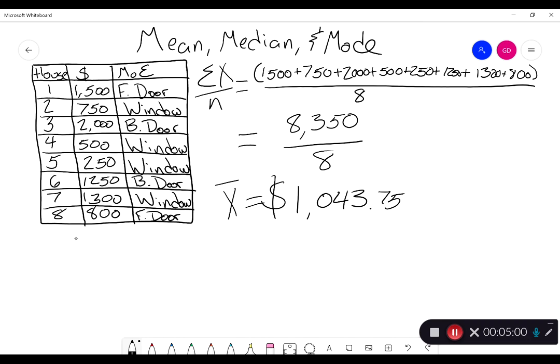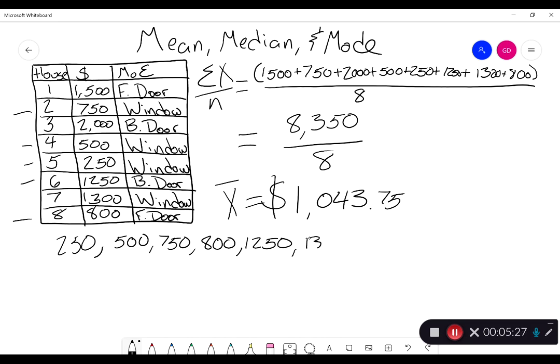So with that, we have 250. So that one's done. And then we have 500. That one's done. And then we have 750. And then 800. And then what do we have? 1250. And 1300. And then 1500 and 2000.